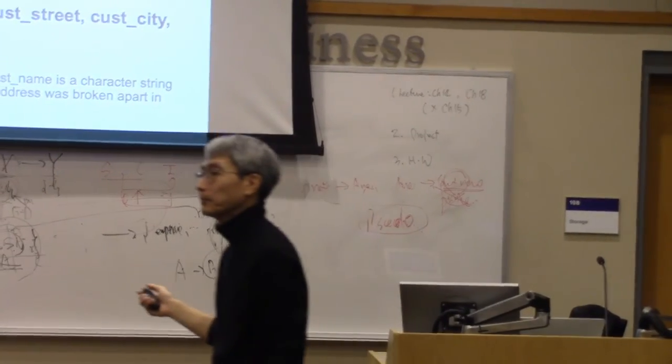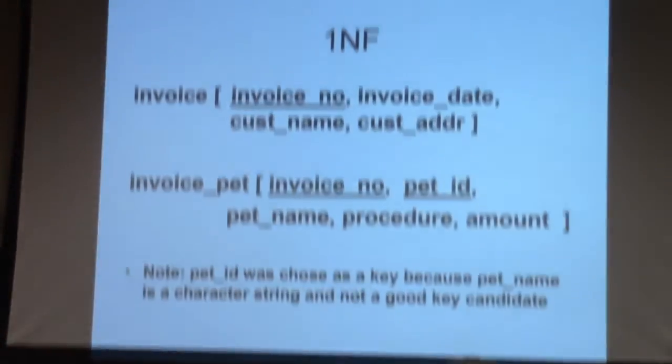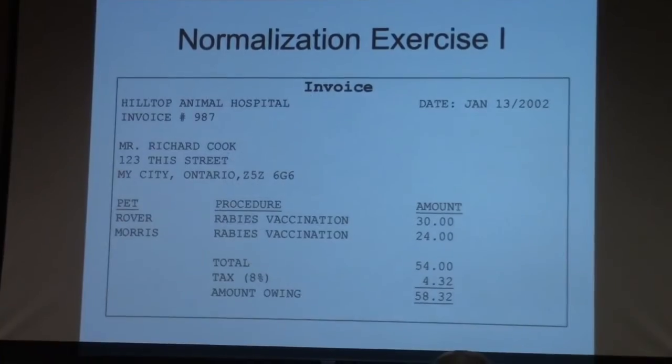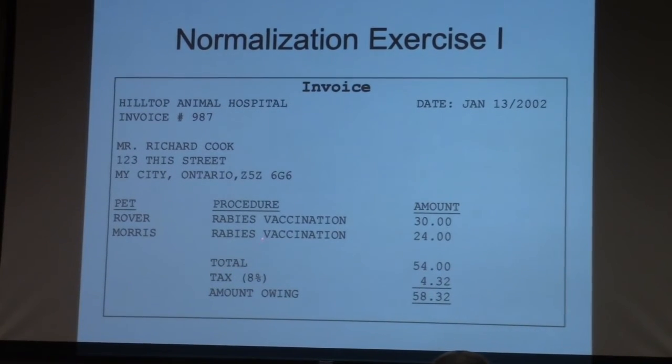Yes? I noticed on the invoice page that they had two of the same procedures, but the prices were different. So the amount isn't fixed by the procedure. All right, in this case, this may not hold, which means we need to keep it. That's a good point. I didn't realize that.